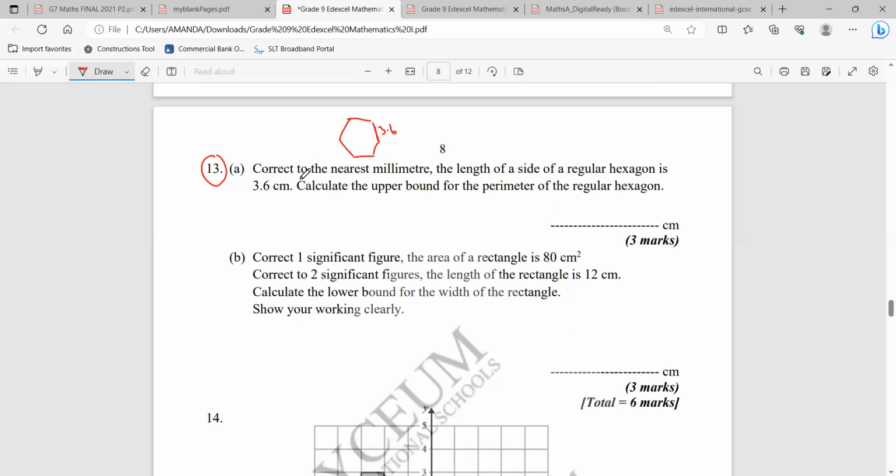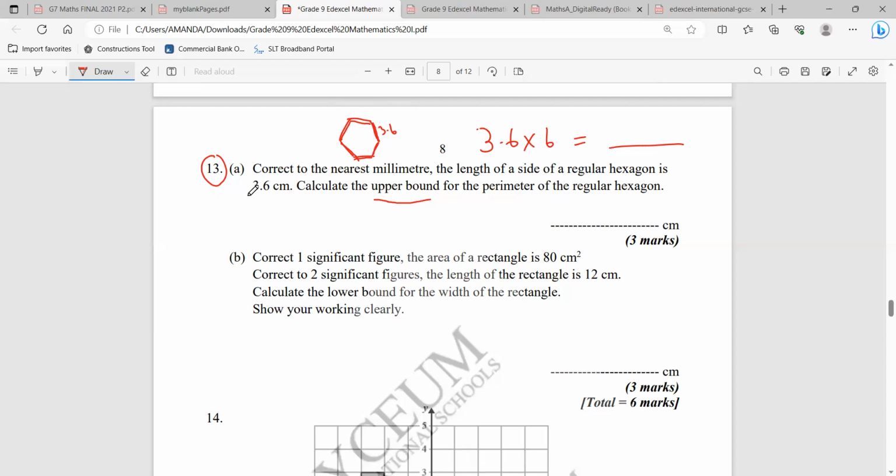So when you know the side, many of you will do this. You know one side, so the perimeter is the length around this shape. That means 3.6 times 6. However, they're asking for the upper bound, because this 3.6 is a corrected figure. They have corrected it to the nearest millimeter. What does that mean?